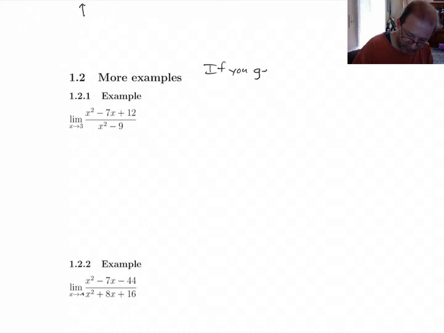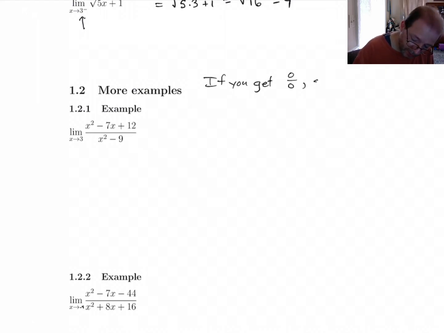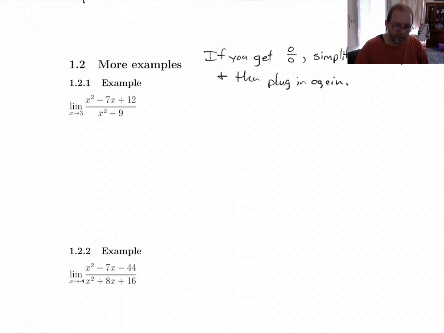If you get 0 over 0, what you need to do is simplify the expression, and then plug in again. So let's do that on this one.